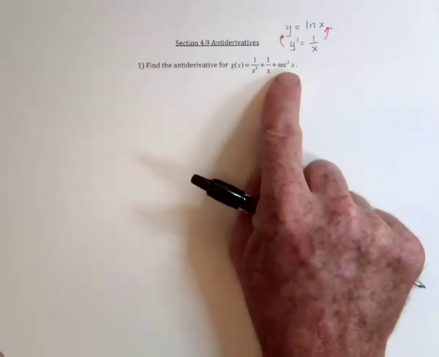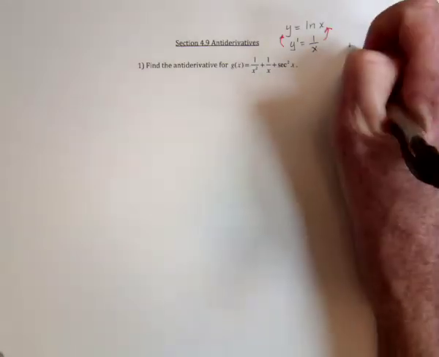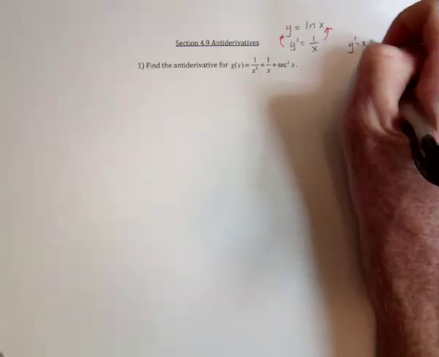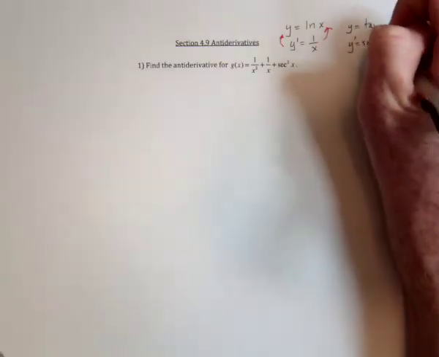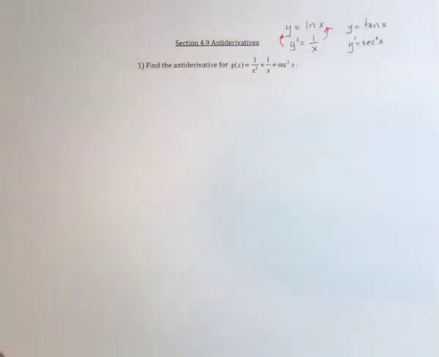With secant squared, you just have to think to yourself, well, somebody took the derivative of a trig function and they got the answer secant squared. So if the derivative was secant squared, then what was the original function? And so you can go through your mind and say, well, the derivative of sine is cosine, the derivative of cosine is negative sine, the derivative of tangent is secant. Oh, there it is. The derivative of tangent is secant squared. So that's the antiderivative.